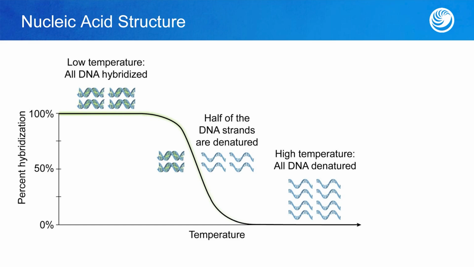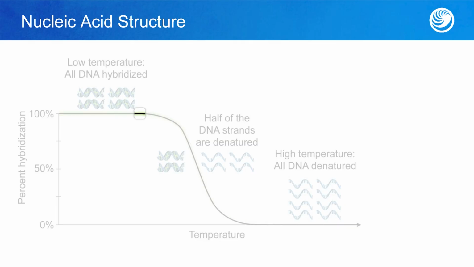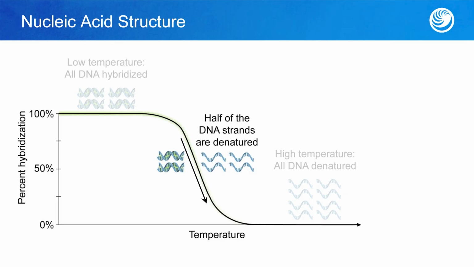There's a lot going on in this image, so let's break it down. As we can see from this example, DNA remains fully hybridized until a specific point, and then the DNA rapidly melts over a small temperature range until all of it is denatured. This point, where half of the DNA is denatured, is defined as the melting temperature for that particular DNA.